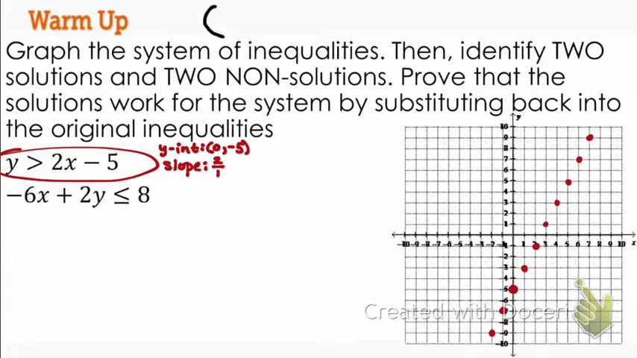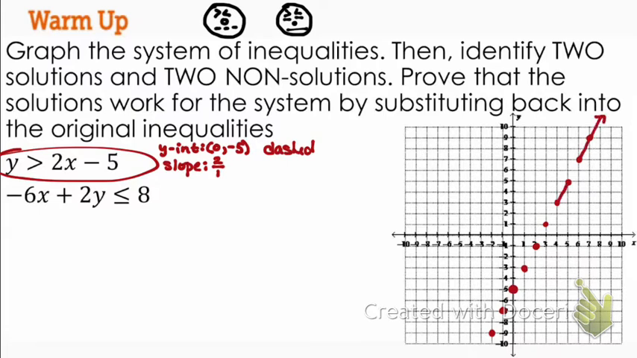Is this guy going to be dashed or solid? Dashed. Remember, if we don't have that little line underneath him, it's like this guy with the open nose and the dashed line. If it does have that little line underneath it, it gets a solid line. So we are dashed here. Go ahead and draw my dashed line through these points.